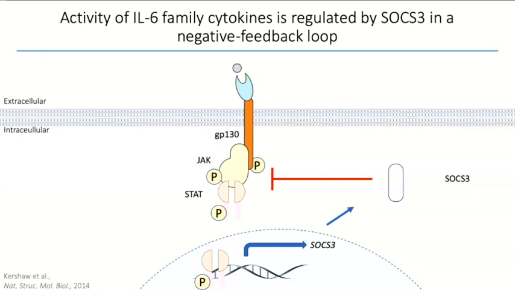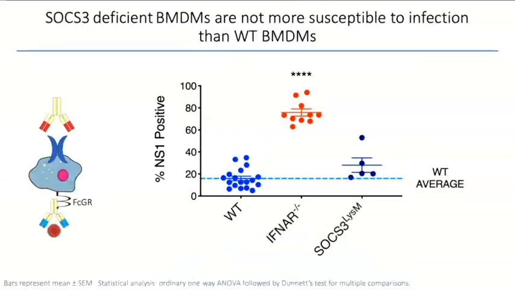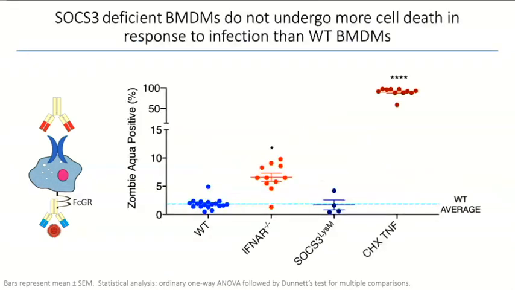The LysM-Cre conditionally deletes targeted genes in myeloid cells, such as monocytes and macrophages, which are host cells for dengue virus. So NS1 staining showed that SOCS3-deficient bone marrow-derived macrophages were not significantly more susceptible to infection than wild-type cells. In addition, SOCS3-deficient BMDMs did not undergo more cell death than wild-type bone marrow-derived macrophages.